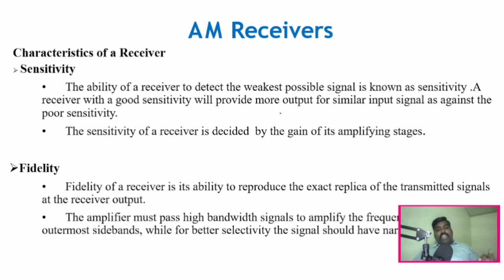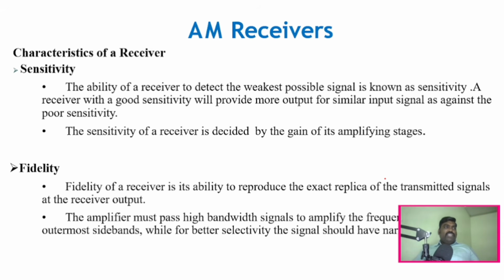And fidelity of a receiver is the ability to reproduce the exact replica of the transmitted signal. The amplifier must pass the high bandwidth signal to amplify the frequencies of the outermost sidebands, whereas for better selectivity, we need narrow bandwidth. For amplification, we need wide bandwidth, whereas for better selectivity, we need narrow bandwidth. So these are the important characteristics of an AM receiver.